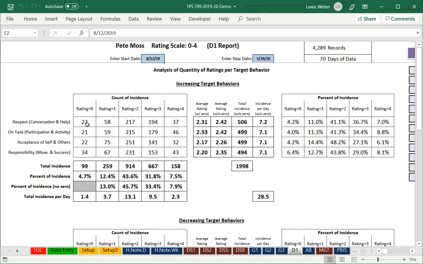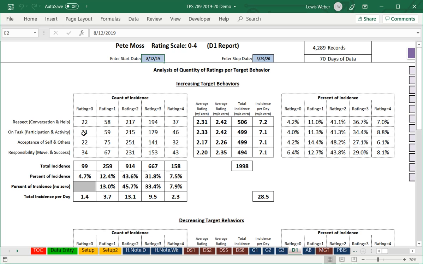What this is showing is the quantity of each of the ratings for each target behavior. So 22 ratings of 0 have been earned for respect. In other words, during 22 recording blocks, the recorded value was a 0. During 58 recording blocks, the value was a 1. During 217 recording blocks, the value recorded was a 2, and so forth. And we see this little hump right here in terms of numbers. So 2s and 3s are the predominant. Sometimes Pete earned a 4 for respect, and sometimes he earned a 0.